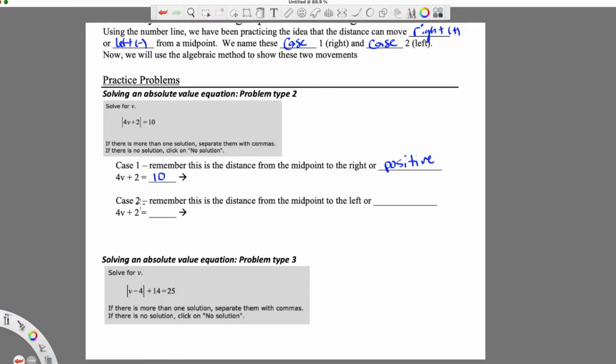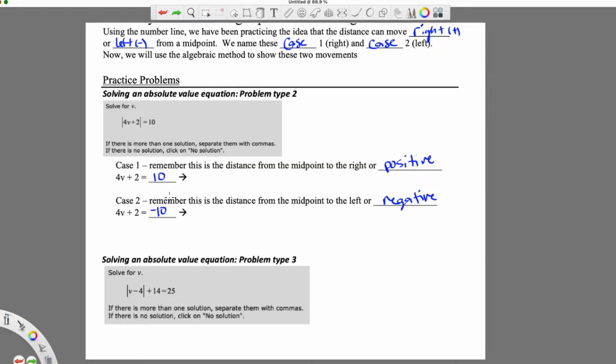Case number 2, remember, this is the distance from the midpoint to the left, or negative. And it always goes in this order: you do positive first and then negative. If this starts as a negative, you stop. It cannot start as a negative. Really, it's not even negative or positive here. I'm saying it is a distance of 10, and distance is not negative. Once we come down here, we're giving it positive and negative because we're referencing going to the right, which is positive, or to the left, which is negative. But if this said equals negative 10, I would immediately stop and click no solution. So just be careful about that part. You always start with a positive and then go to the negative.